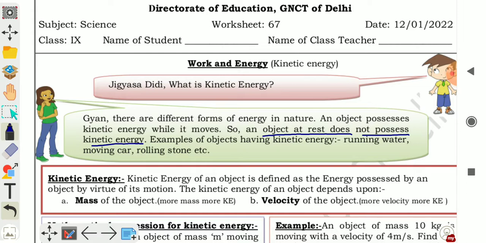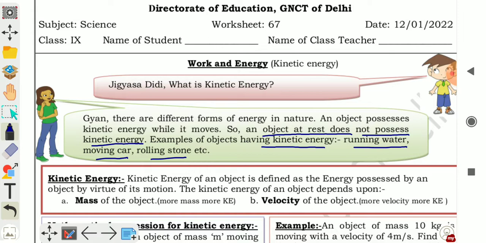Examples of objects having kinetic energy: running water, a moving car, a rolling stone, a moving bullet, blowing air, a rotating wheel, or blowing wind. All these are examples of objects having kinetic energy.